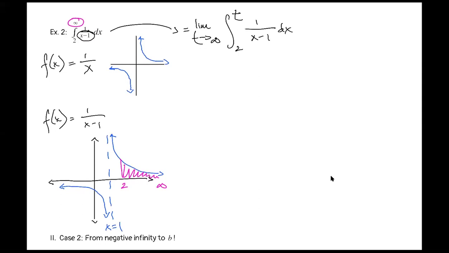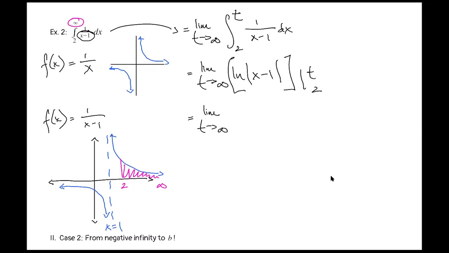The coefficient for x is 1, so I have to use u-substitution, but it ends up being just a constant of 1. And the integral of 1 over x minus 1 is something we've seen a whole lot. That's going to be the natural log of x minus 1. We're going to plug in t, and we're going to plug in 2. We get the natural log of t minus 1 minus the natural log of 2 minus 1.